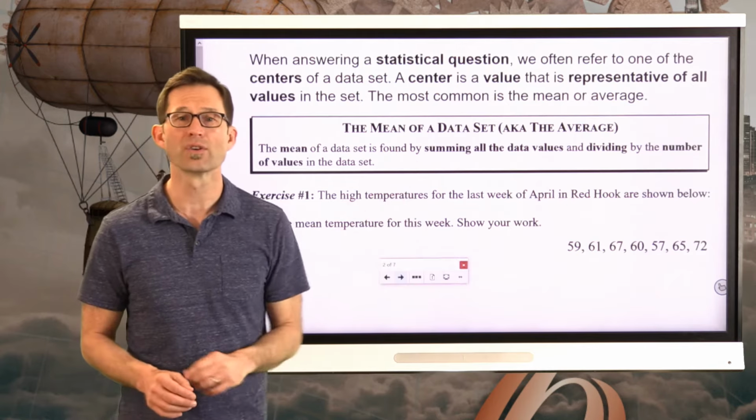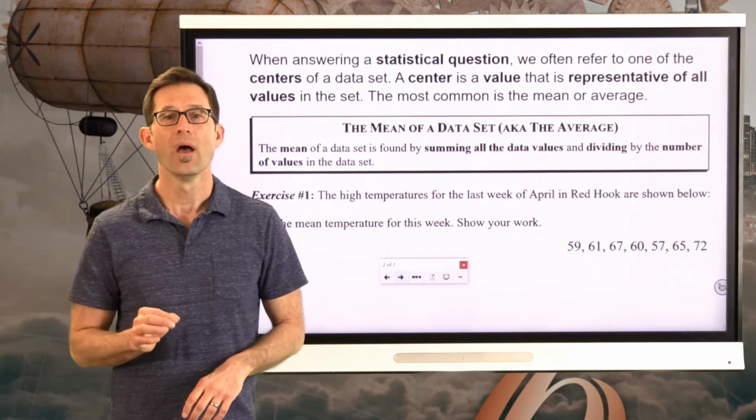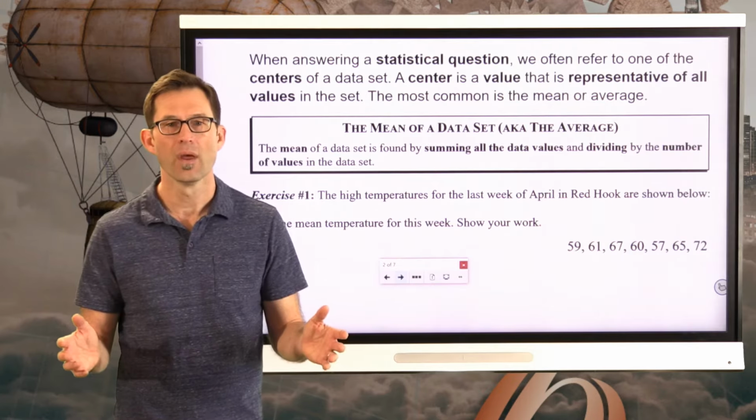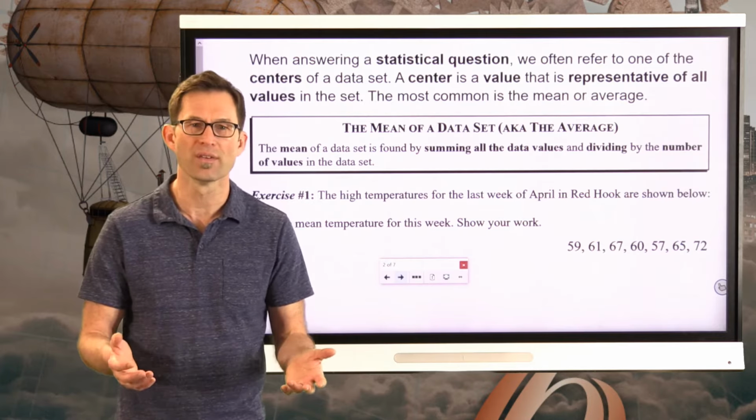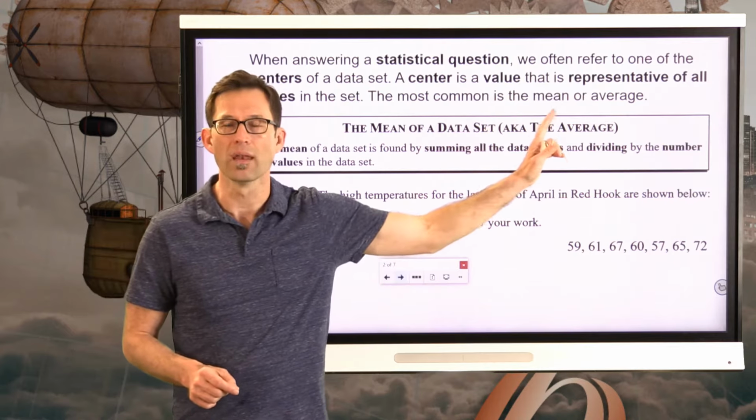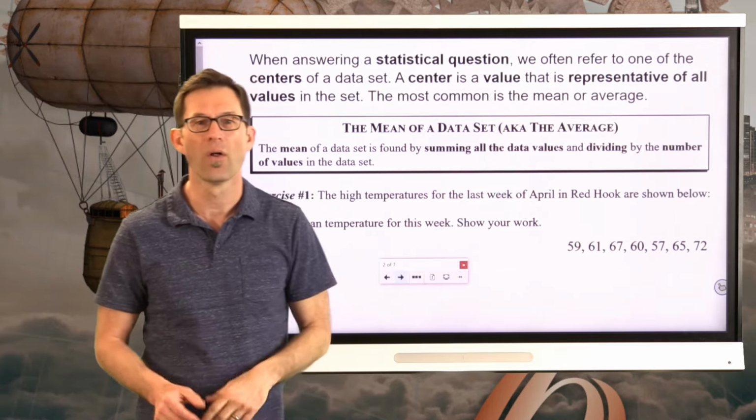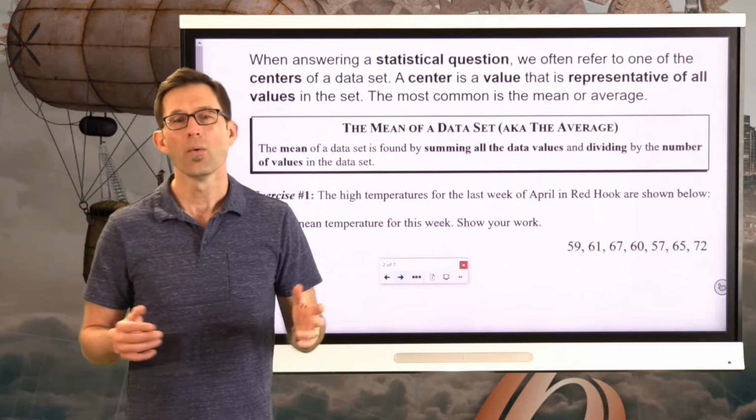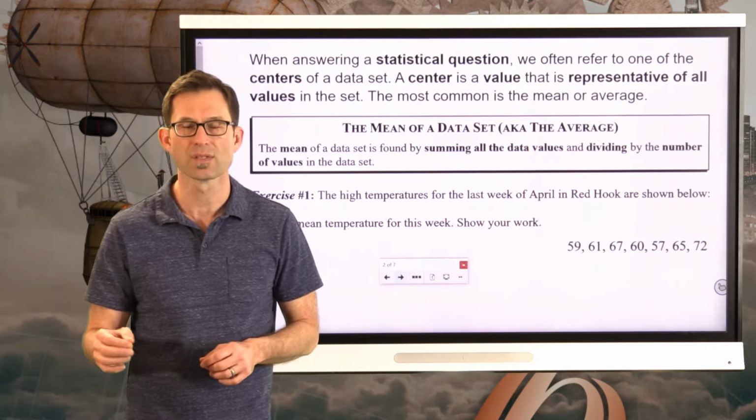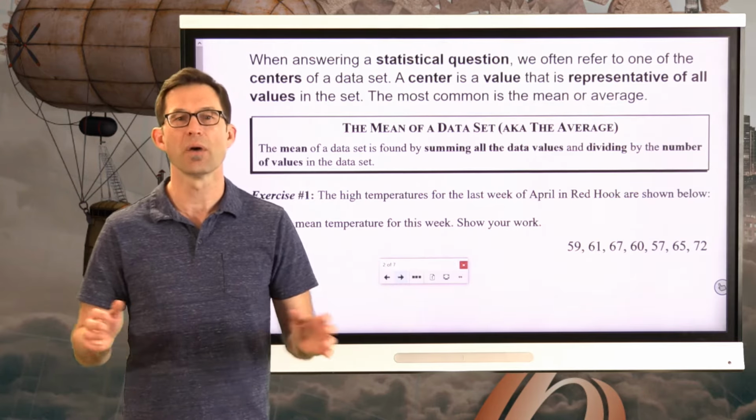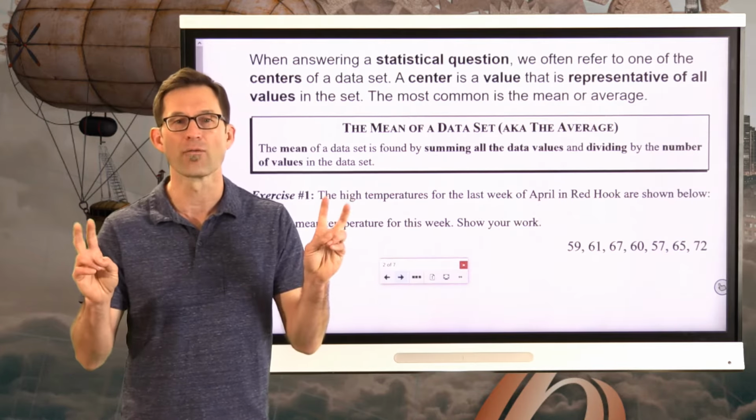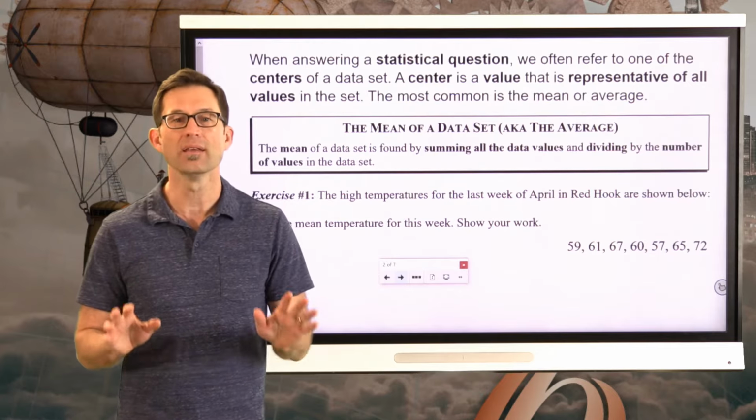When answering a statistical question, we often refer to one of the centers of the data set. A center is a value that is representative of all the values in a set, or of a typical value in the set. The most common measure of center is called the mean, which you oftentimes just call the average. Why is it called the mean? Well, really, it's because there's many different types of averages and many different types of means. So we give it this special name, but I never want you to forget, especially if you already feel comfortable with what the average of a bunch of numbers is, the mean is just the average.